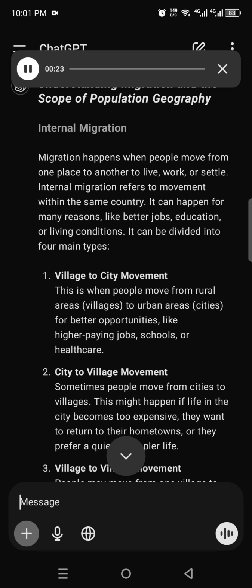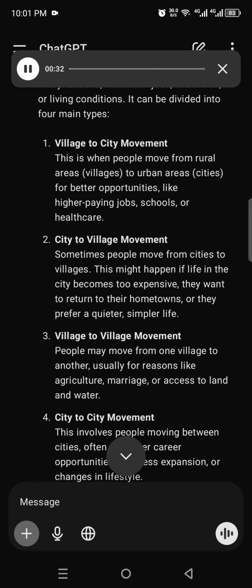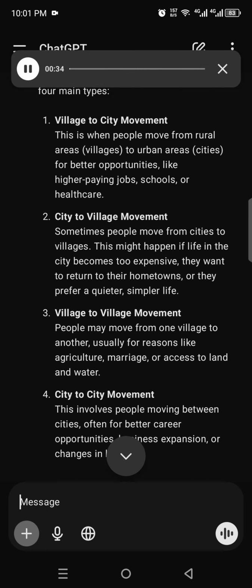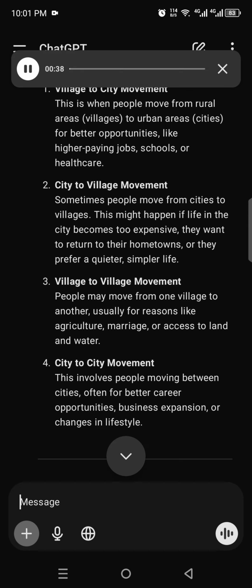It can be divided into four main types. 1. Village to city movement. This is when people move from rural areas, villages, to urban areas, cities, for better opportunities, like higher paying jobs, schools, or healthcare. 2. City to village movement. Sometimes people move from cities to villages. This might happen if life in the city becomes too expensive, they want to return to their hometowns, or they prefer a quieter, simpler life.